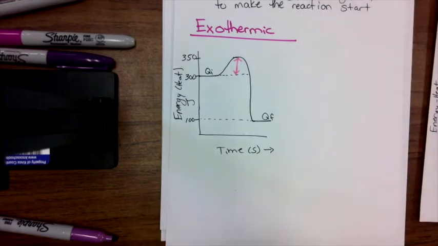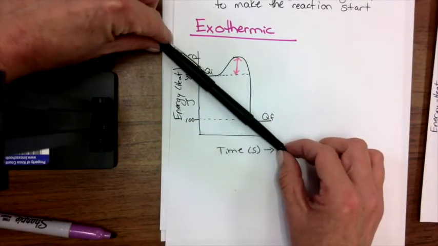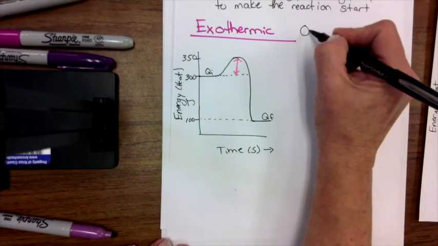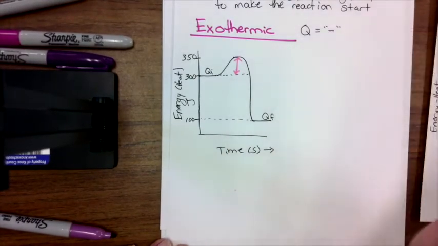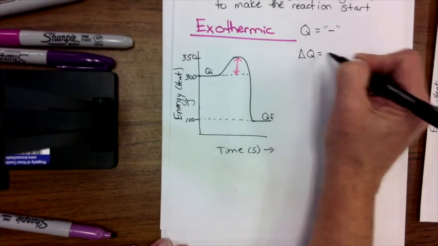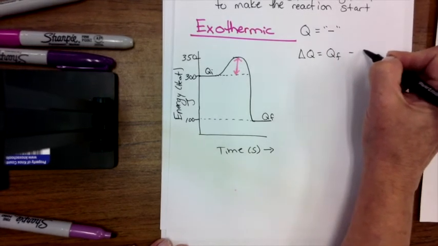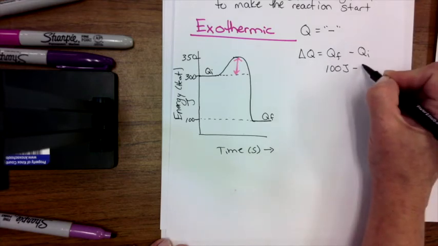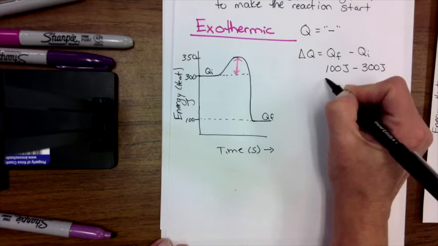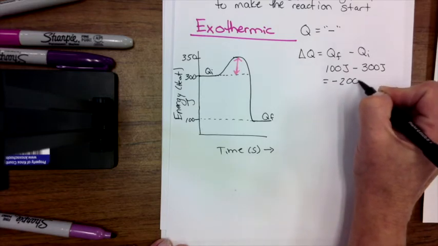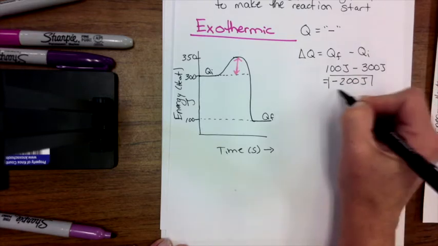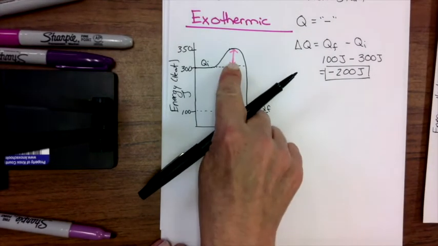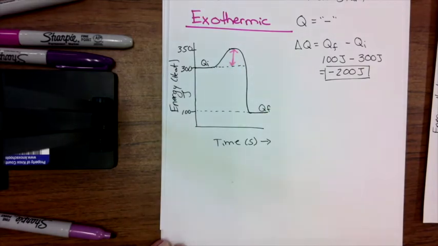So again, if we notice our slope here, if we look at our pen, our slope is going in a negative direction, meaning that our Q will be negative. So our change in energy will still be Q final minus Q initial. And our final energy was 100 joules, and our initial energy was 300 joules. So we get negative 200 joules. Again, it has to be negative for it to be exothermic, releasing that energy. And again, we still have an activation energy, but the activation energy is lower here.